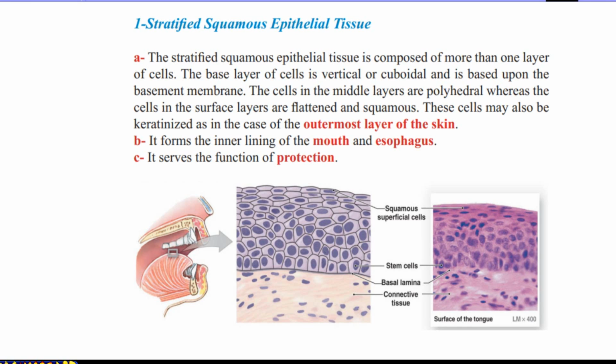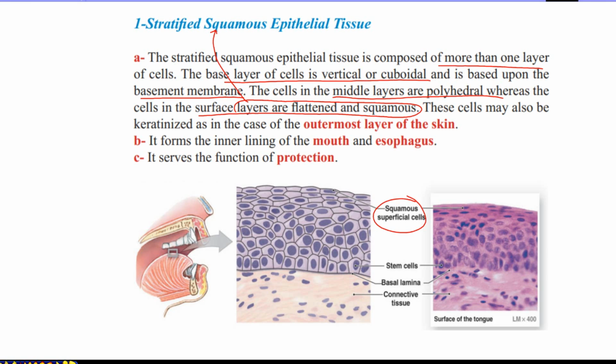Stratified squamous epithelial tissue. Squamous is composed of more than one layer of cells. The base layers are columnar or cuboidal, resting on a basement membrane. In the middle layers they are polyhedral, can be in different shapes, but the surface layer is flat and squamous. So the name of the tissue depends on what? It depends on the outermost layer of cells. Its outermost layer of cells is flat or squamous in shape, hence squamous epithelial tissue.